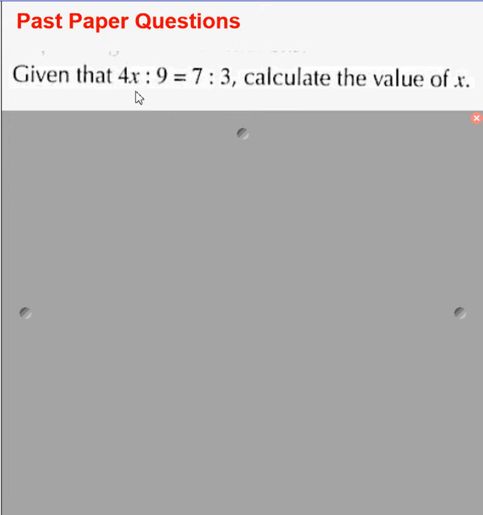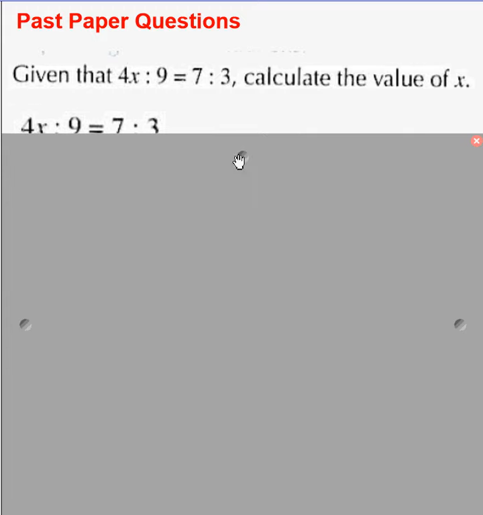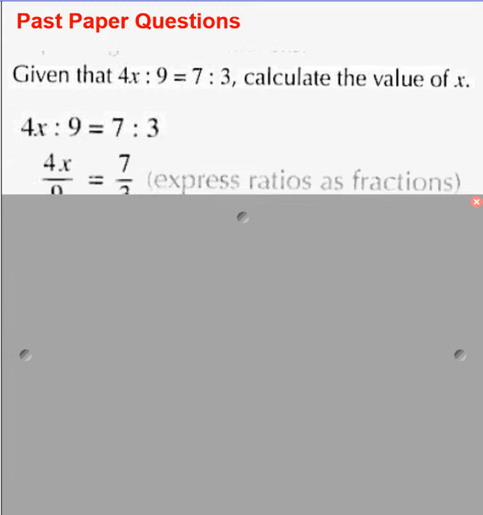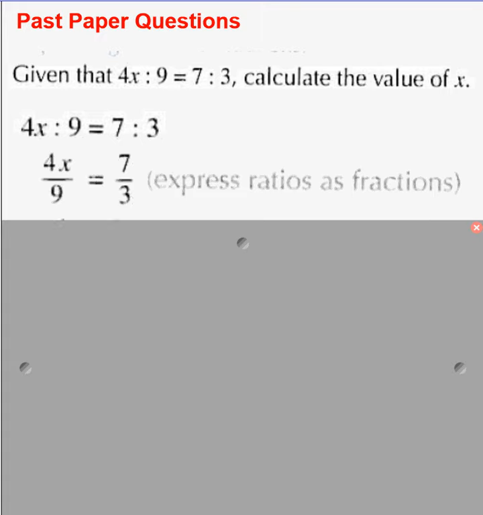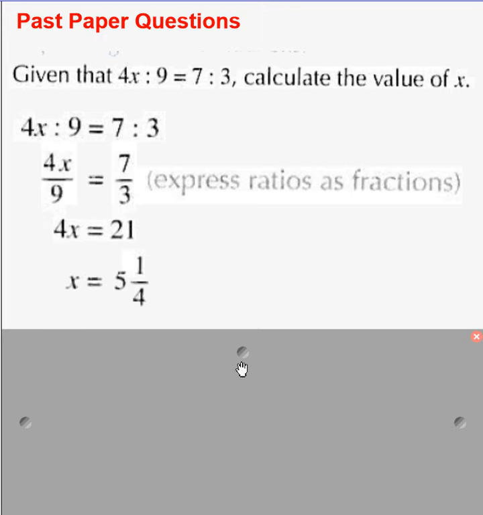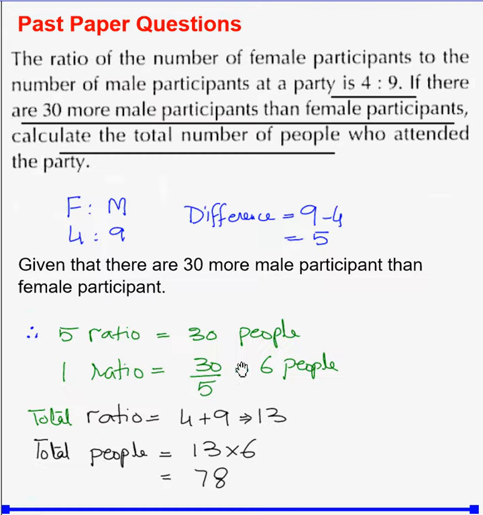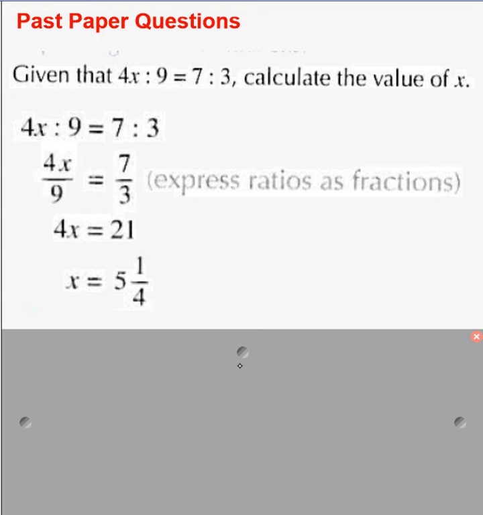If the question says 4x:9 is equal to 7:3, and calculate the value of x, you just need to write it in fractional form, which is easy to handle. After writing it in fraction form, you can simply cross multiply, like we do, and calculate the value of x. So this is a very simple example of a proportion question. By the way, because it is forming an equation, it takes the form of proportion. This portion is ratio, but overall it is making a proportion question. Okay.